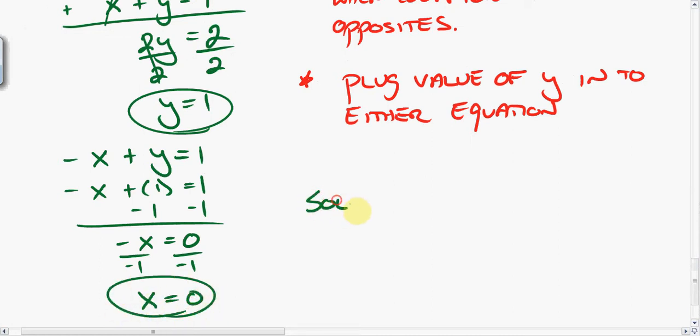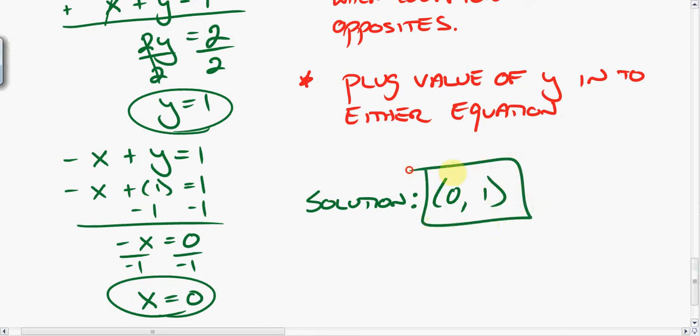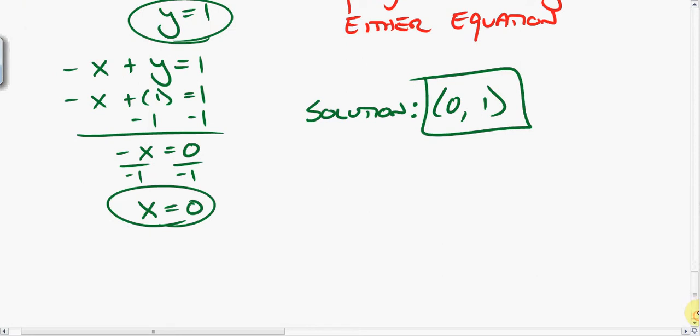So our solution is going to be 0, 1. And then we need to check that one.